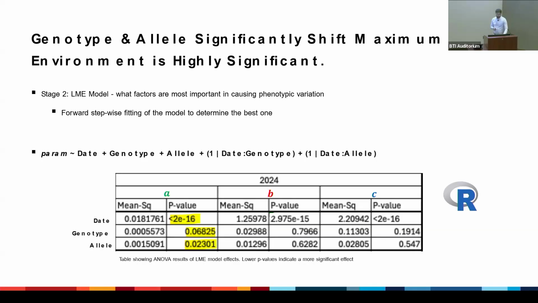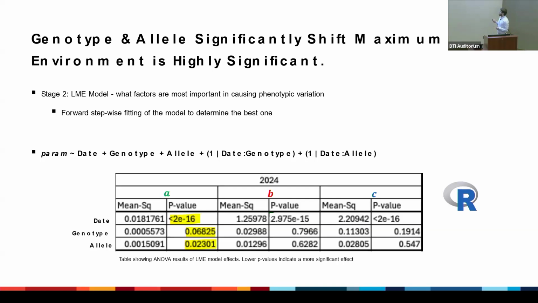So then I ran an ANOVA test on the results of our model to determine the importance of the 3 factors relative to each other. For the sake of time, I am only showing 1 year here, but the general trends mostly follow for both years. So we look at the p-values here. A lower p-value represents greater significance. And we see that across all 3 parameters, date was highly significant. And for the A parameter, genotype was approaching significance and allele was significant. So in 2024, while genotype was only approaching significance, we did also do the analysis for 2023, and that was significant.